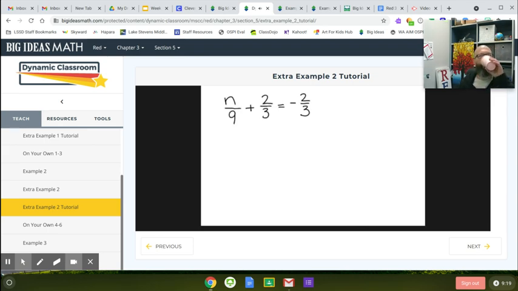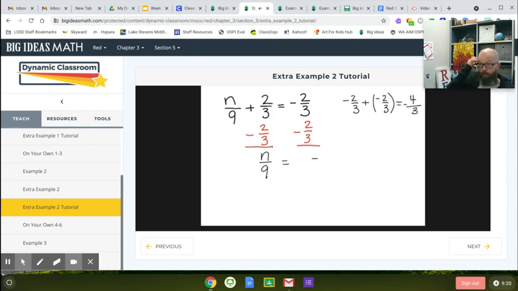So first, to get n divided by 9 by itself, we must undo the addition. To do this, we will subtract 2/3 from both sides, because we are using the inverse operation of addition. So we have n divided by 9 plus 2/3 minus 2/3, which gives us n divided by 9. Then we have negative 2/3 minus 2/3. Now remember, when we're subtracting rational numbers, we need to add the opposite. So we have negative 2/3 plus the opposite, which is negative 2/3. So notice that both denominators are 3, so we can add the numerators. Negative 2 plus negative 2 is negative 4, and we keep the denominator of 3. So we have negative 4/3.